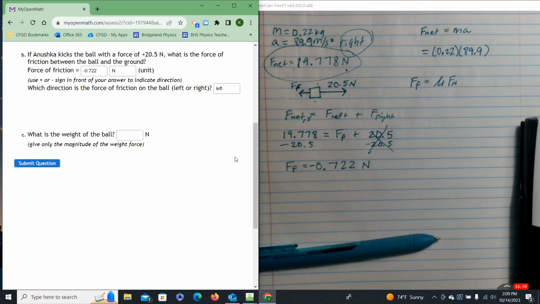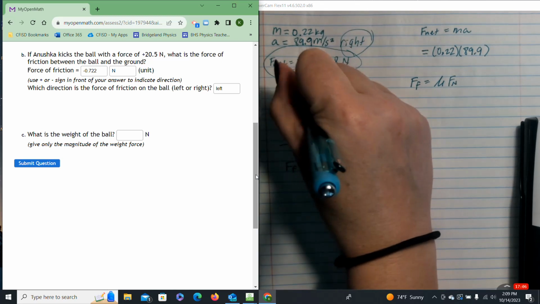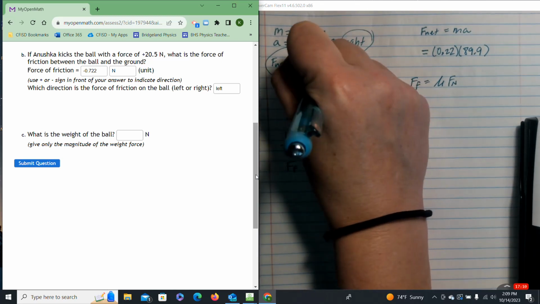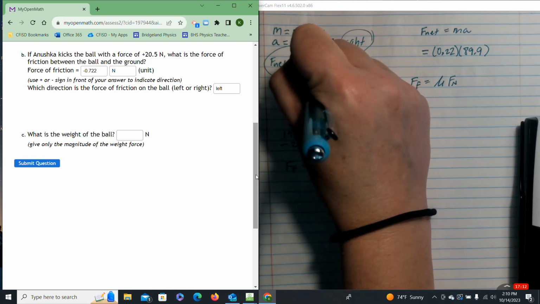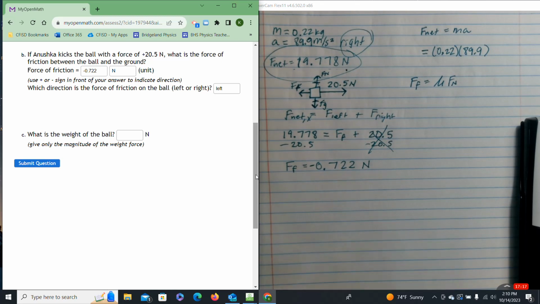And then the last question is, what is the weight of the ball? Well, when I drew my diagram earlier, I already mentioned that technically we have forces here, and one of those is weight, Fg. The other one, of course, is the normal force, Fn, and I said that those would be equal and opposite to each other. But they're not given to me in the question. I can still solve for them.